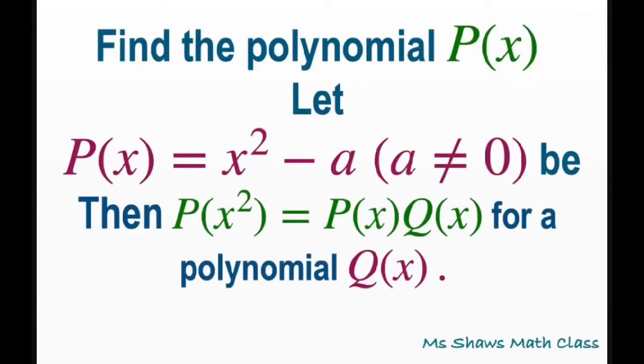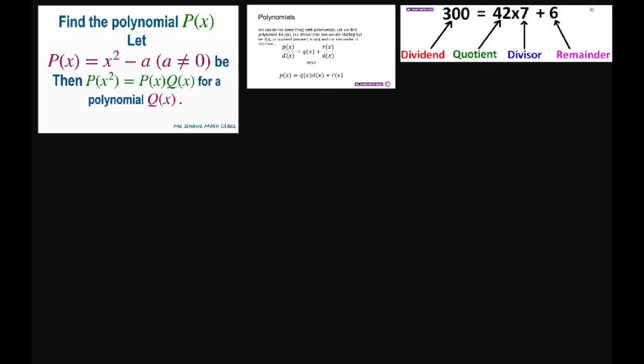Hi everyone, we're going to find the polynomial p of x when we let p of x equals x squared minus a, where a can't be 0. Then we're going to have p of x squared equals p of x times q of x for a polynomial q of x. So basically, let's look and see what we have. We have p of x equals x squared minus a, and a can't be 0.